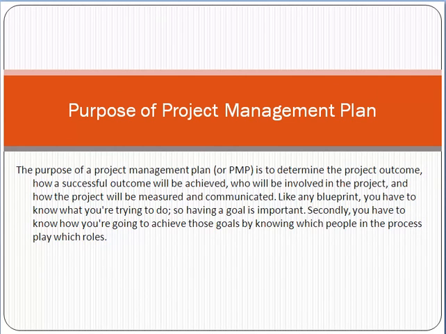Then next one is the purpose of a project management plan. Friend, the purpose of the project management plan is to determine the project outcome, how a successful outcome will be achieved, who will be involved in the project, and how the project will be measured and communicated. You have to know what you are trying to do. Having a goal is important. Secondly, you have to know how you are going to achieve those goals, by knowing which people in the process play which roles. Friend, first of all you have to determine the outcome, and then you have to plan what the goal is and how you will achieve that goal.